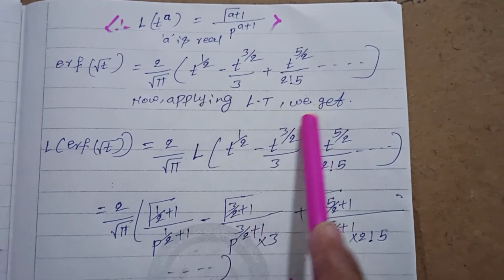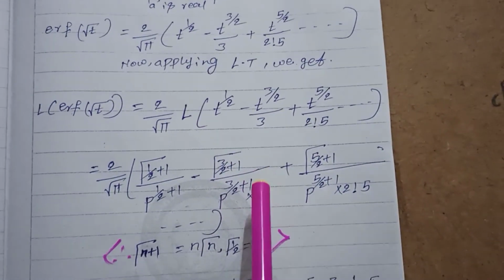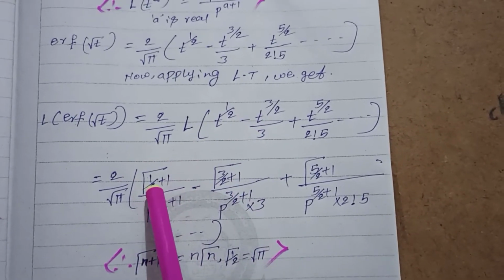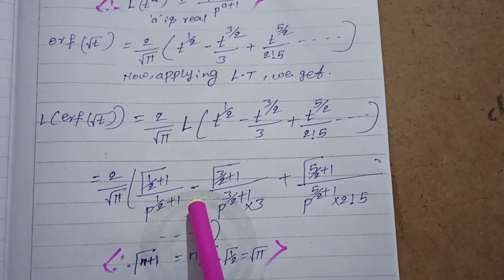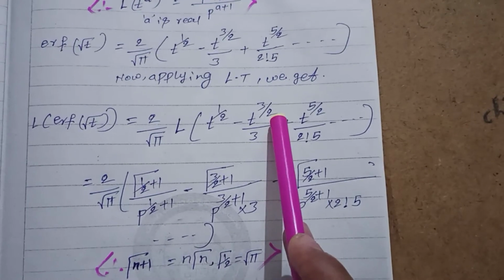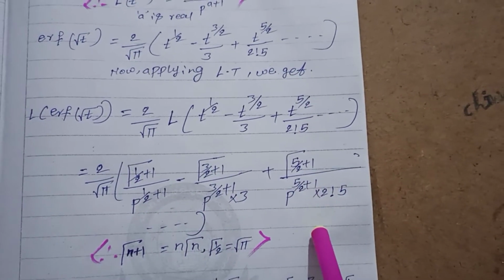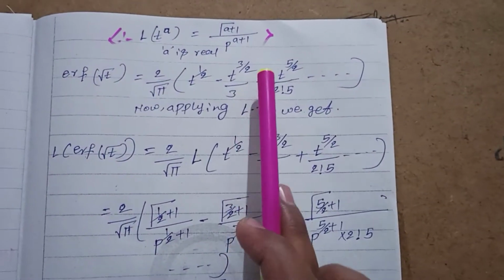Okay. See, now I am going to apply the Laplace. See here. Here a value is 1. Okay, see. Gamma of a plus 1 by p power a plus 1. Here a value is 3 by 2. So here a value is 5 by 2. So sorry. By using this formula, we write this one.